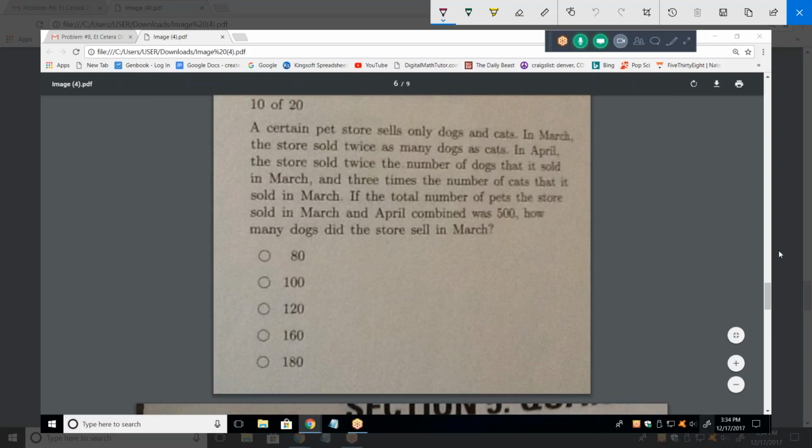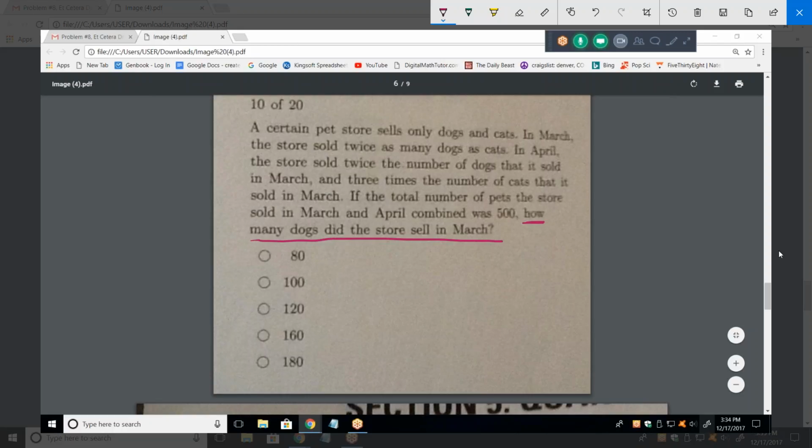Perfect question for a certain type of solution. We can do this algebraically, we can do it by back solving, or we can do it by picking numbers and back solving. Okay, what are we going to do? I'm still reading it. If the total number of pets the store sold in March and April combined was 500, how many dogs did the store sell in March? This is what is key to knowing it's back solving.